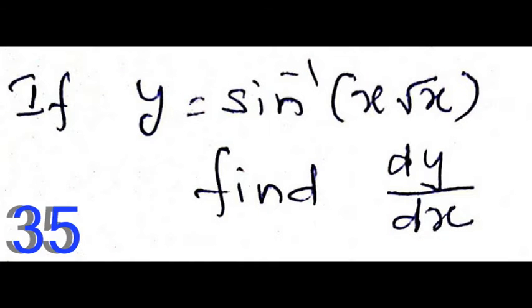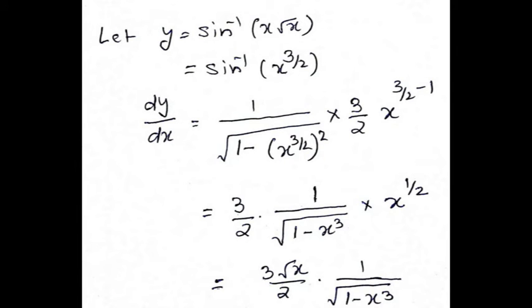If y is equal to sin inverse x root x, find dy by dx. Sin inverse x root x can be written as sin inverse x raised to 3 by 2. And derivative of sin inverse x is 1 upon root of 1 minus x square. And derivative of x raised to 3 by 2 is 3 by 2 into x raised to 3 by 2 minus 1. Finally, we get the answer 3 root x by 2 into 1 upon root of 1 minus x cube.